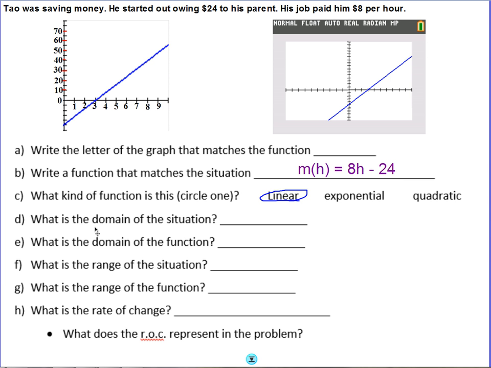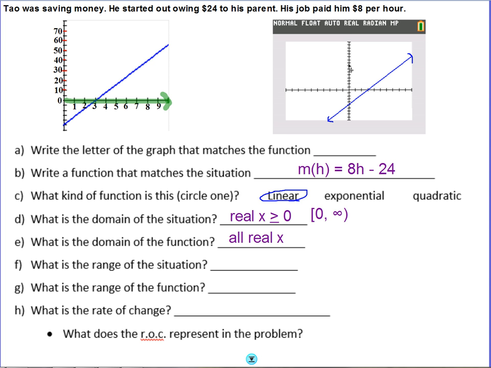All right, what is the domain of the situation? In other words, what are the x values allowed to be? Okay, so this is the situation. My x values can be greater than 0. Real x greater than or equal to 0. What is the domain of the function? That's what we're looking over here. Well, if this graph goes on in both directions, then there's no limitation on our x values, and the domain is all real x.